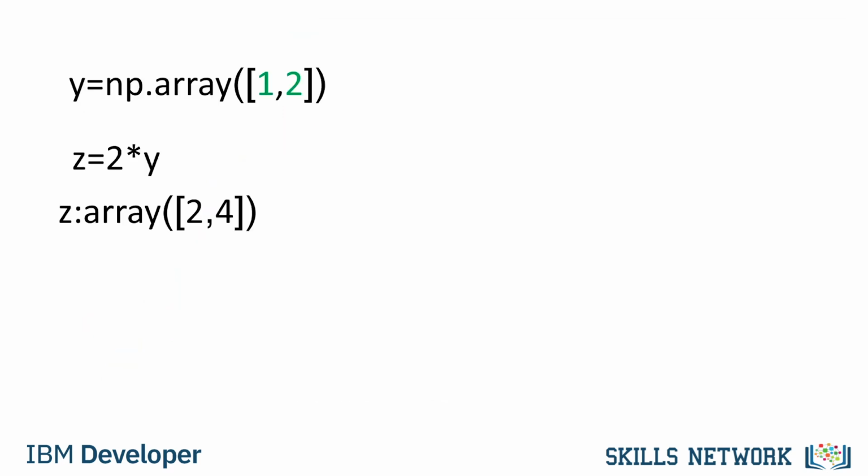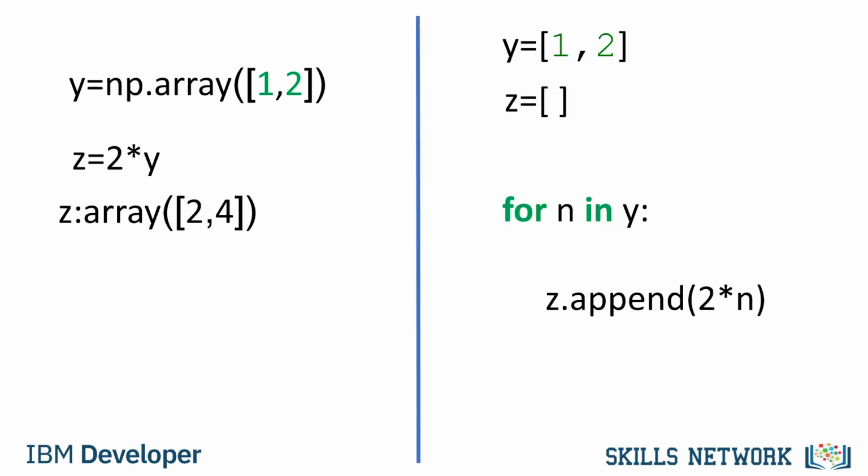Vector multiplication with a scalar only requires 1 line of code using Numpy. It would require multiple lines to perform the same task with Python lists, as shown on the right side of the screen. In addition, the operation would also be much slower.